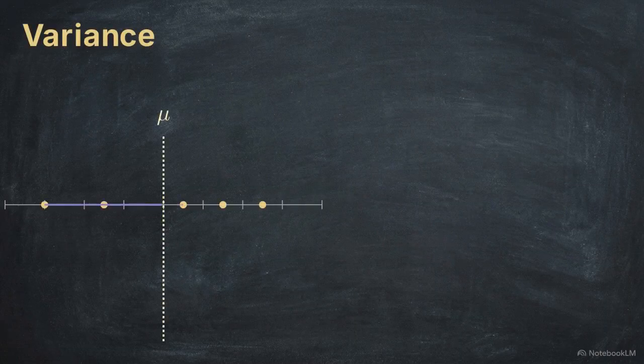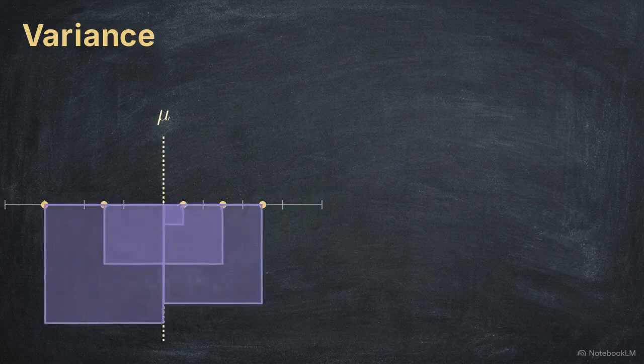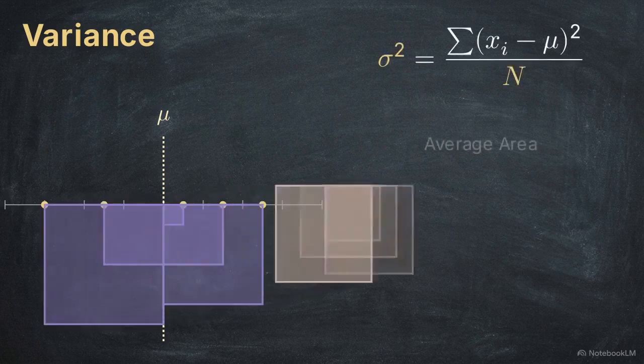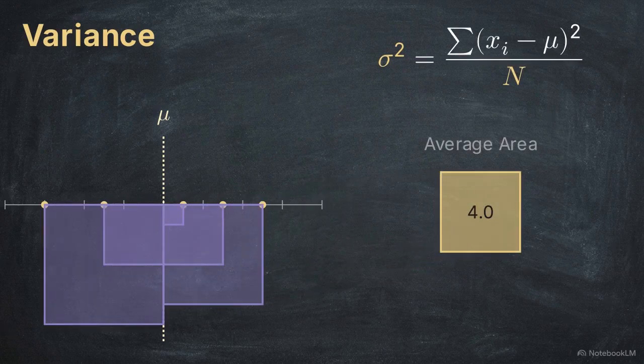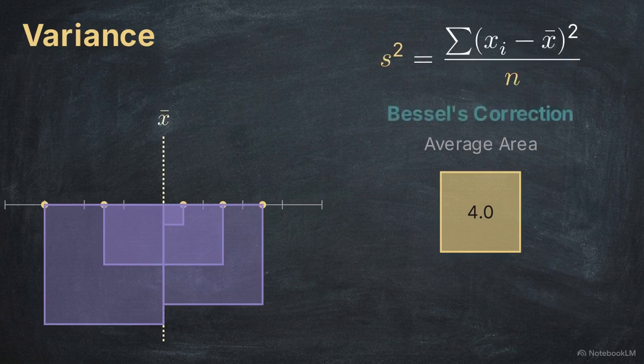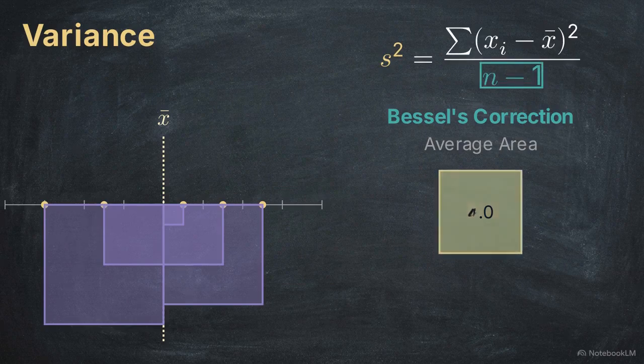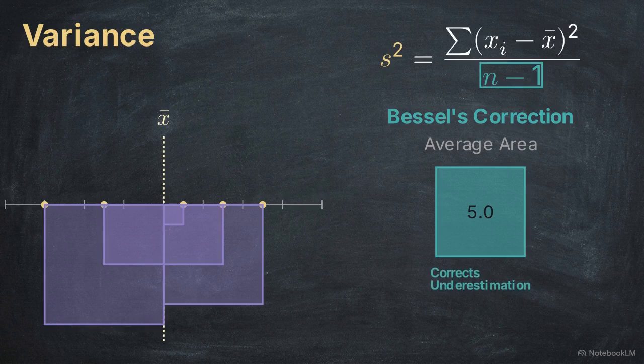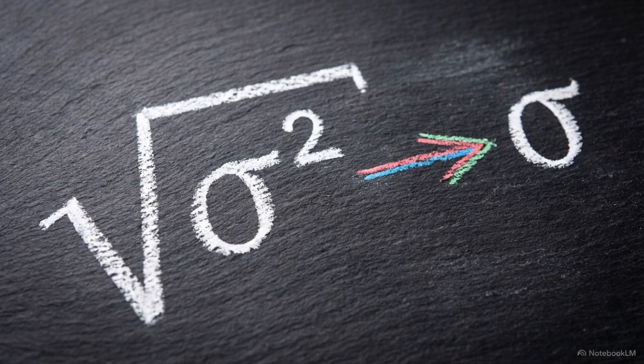Variance is a measurement of the average squared distance of every single data point from the mean of the distribution. When calculating variance from a sample rather than an entire population, we use Bessel's correction. Bessel's correction is the practice of dividing by n-1 instead of just n to correct a known mathematical bias that underestimates population spread. By taking the square root of that variance, we get the standard deviation, which simply returns the metric back to its original, readable units.